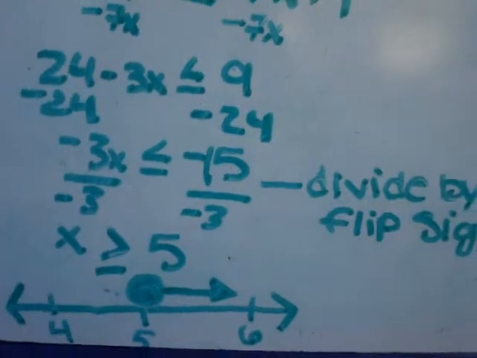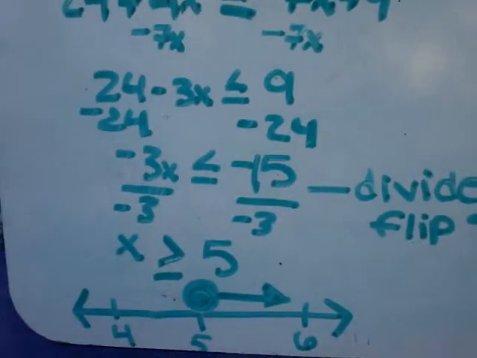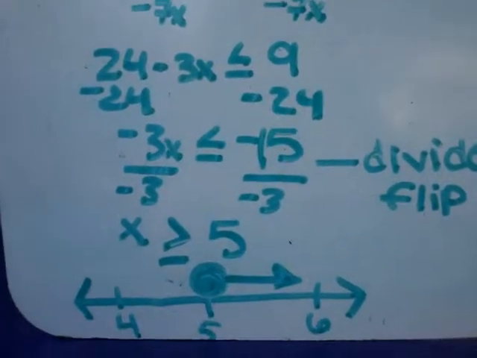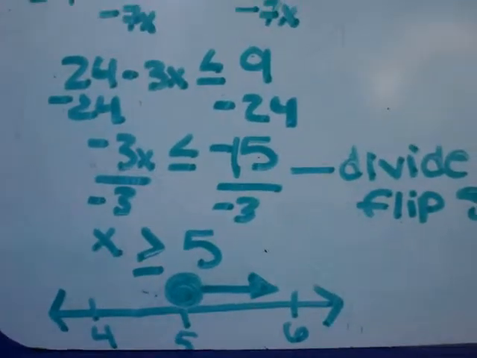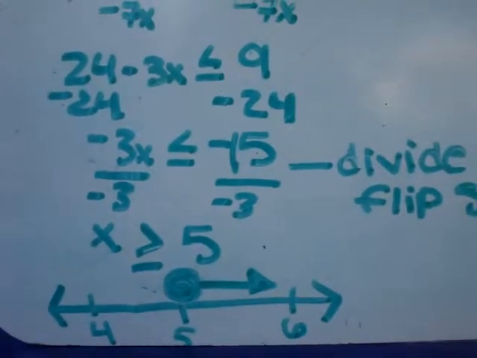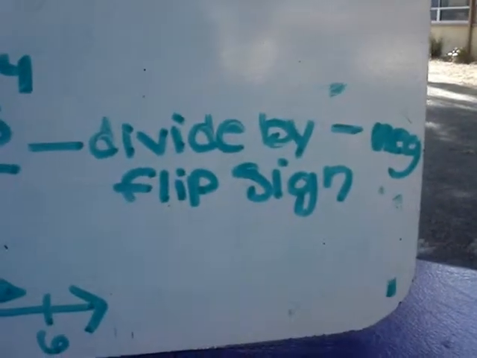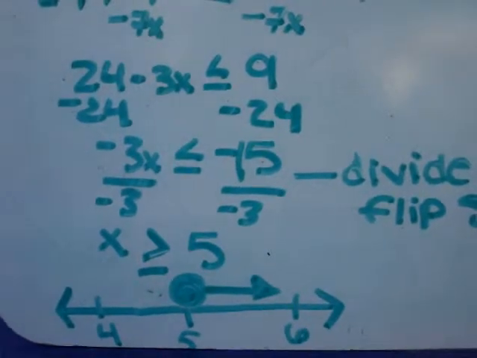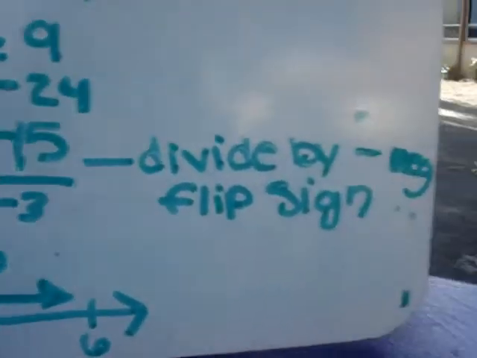Now I want to divide by negative 3 on both sides. By doing that, I cancel the 3, and I divide negative 15 by negative 3. By doing that, I get x greater than or equal to 5. And you flip the sign because you divided by a negative.